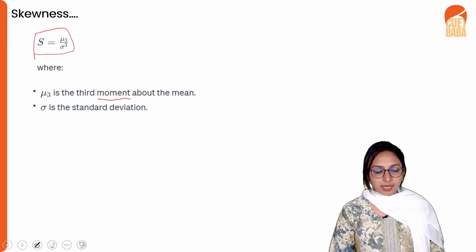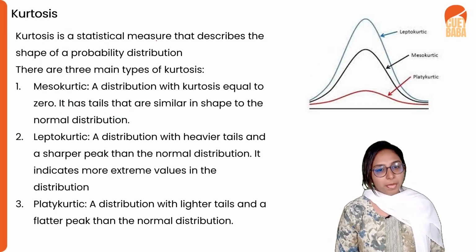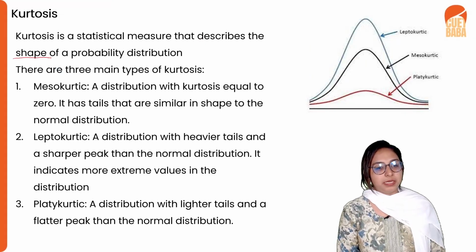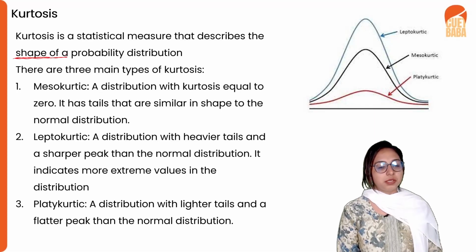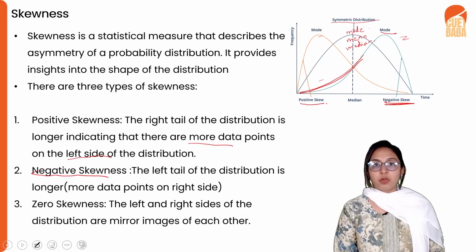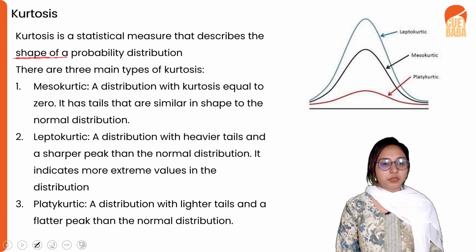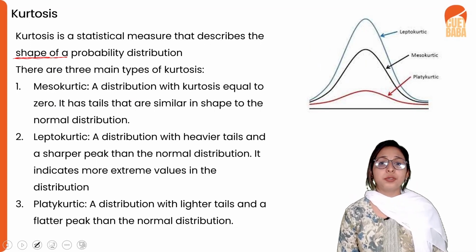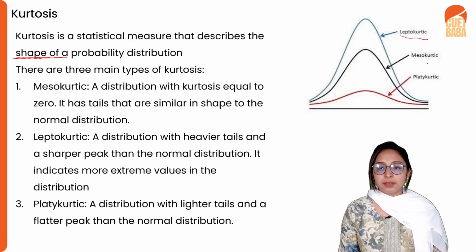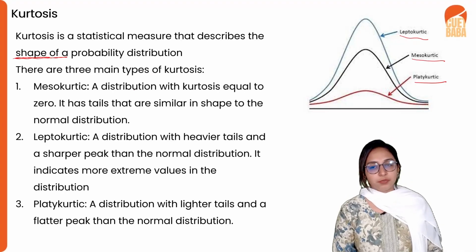And the next topic, similarly, is kurtosis, which is a statistical measure that describes the shape of the probability distribution. Previously, in skewness, it was the symmetry or asymmetry of a distribution, and here it is the shape of a probability distribution. Similar to skewness, kurtosis has three types: leptokurtic, mesokurtic, and platykurtic. Let's look into the mesokurtic one, which is the ideal one.